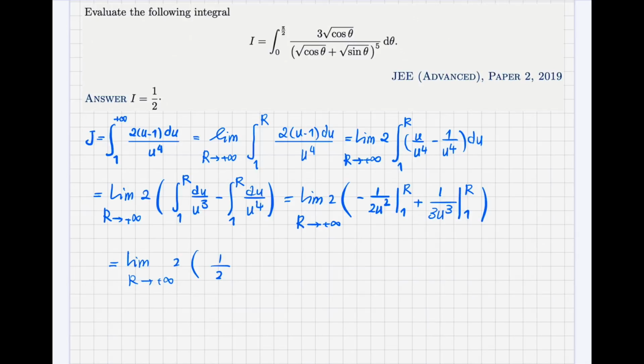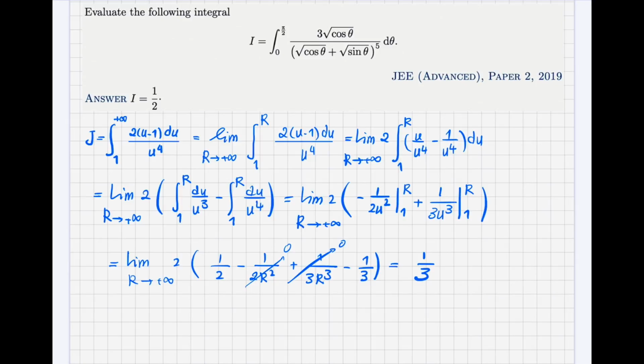And now I write this, the limit as r goes to infinity of 2 times, and then it becomes 1 over 2, if I replace them, minus 1 over 2r squared. The other one is plus 1 over 3r cubed minus 1 over 3. Yes? And now I am sending r to infinity, so this term will vanish, this term will vanish, then I am left with 1 over 2 minus 1 over 3, multiplied by 2. 1 over 2 minus 1 over 3 is 1 over 6. I multiplied by 2, I get 1 over 3.